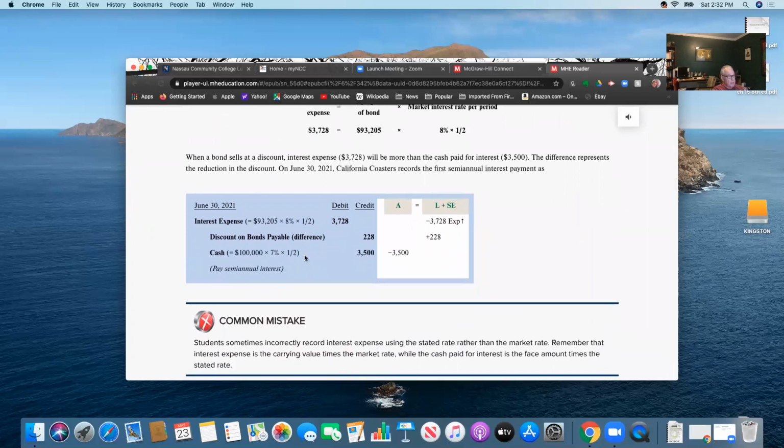So what journal entry would I make? I would debit interest expense. I just calculated it, right? Credit cash, that's the same. Credit discount.